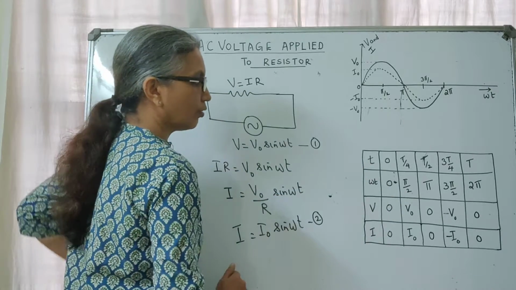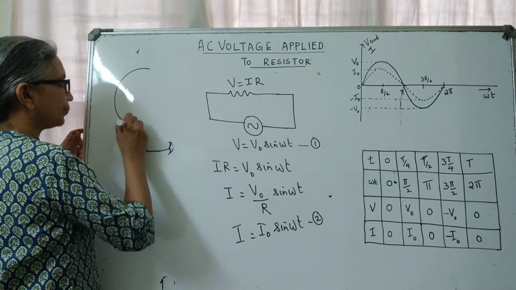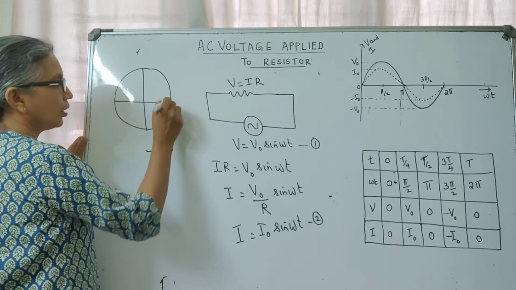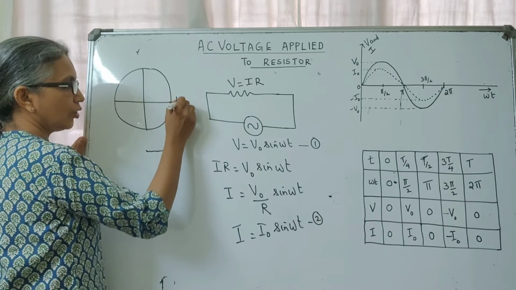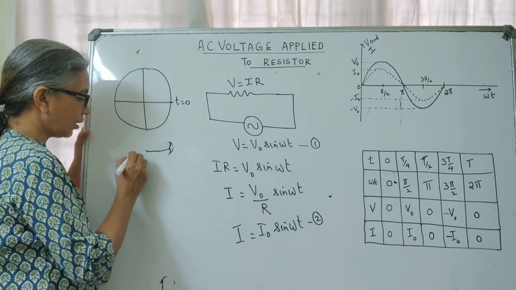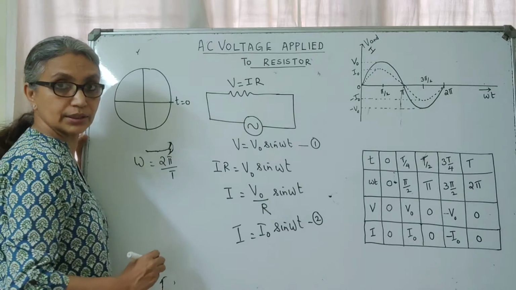Let me discuss this first with you. See, when you are talking about, let's say, at this instant t equal to 0. When t is equal to 0, omega, as you all know, is 2 pi by T. Right?